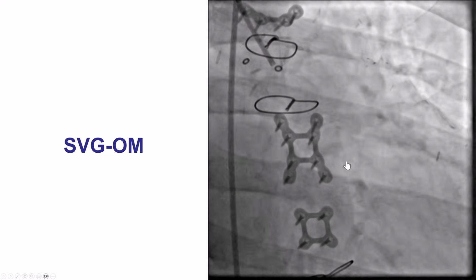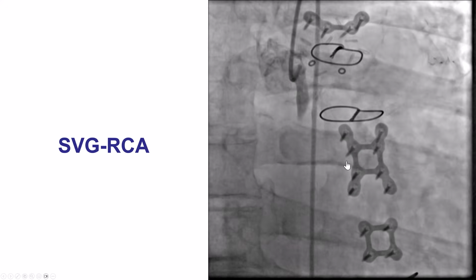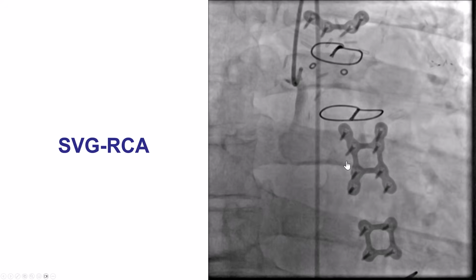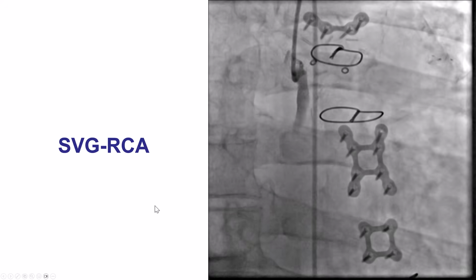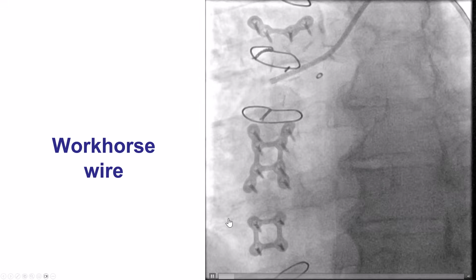This is the vein graft to the obtuse marginal, and this is a vein graft he had to the right coronary artery, which is thrombotic and seems to be the culprit lesion. So how to approach this?